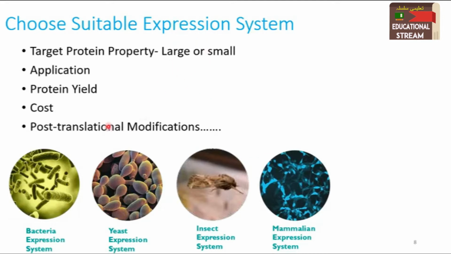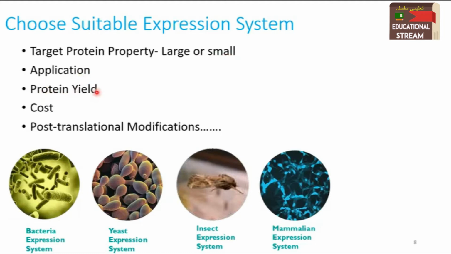Here we will study the bacterial expression system, yeast expression system, insect expression system, and mammalian expression system. And we will see that the choice of the expression system depends upon various things. For instance, what is the target protein property? Do you want to express a protein of large size or small size? For what application do you need to express the protein?